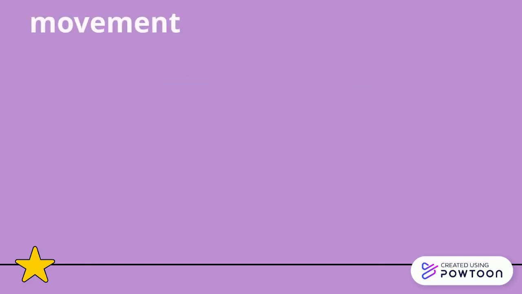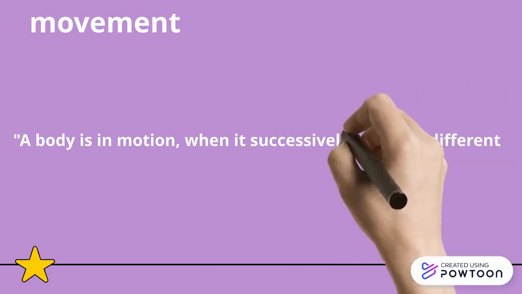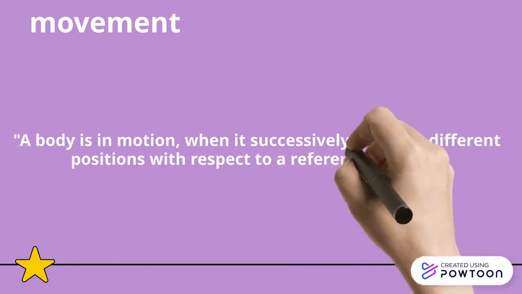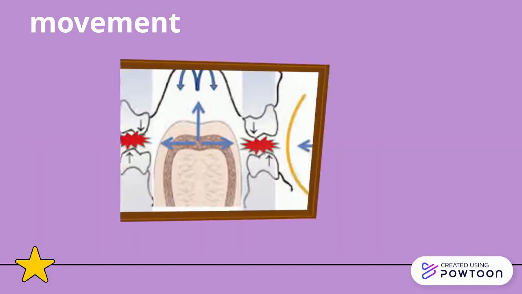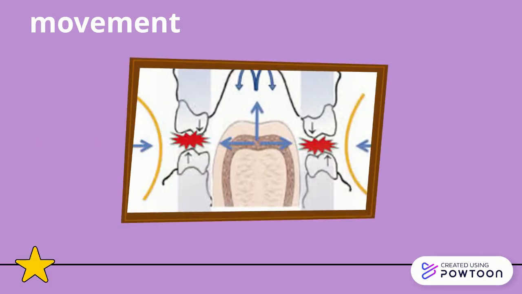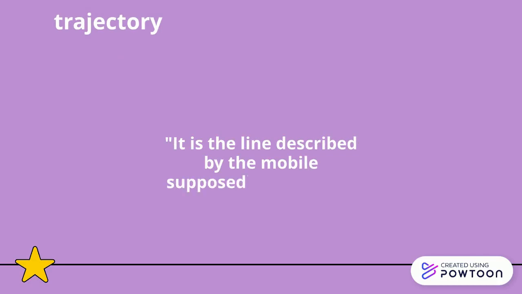First, movement. A body is in motion when it successively occupies different positions with respect to a reference system. It is what the jaw does throughout our lives, but mainly during chewing and especially how it is positioned during swallowing. Second, trajectory. It is a line described by the model supposedly reduced to a point.